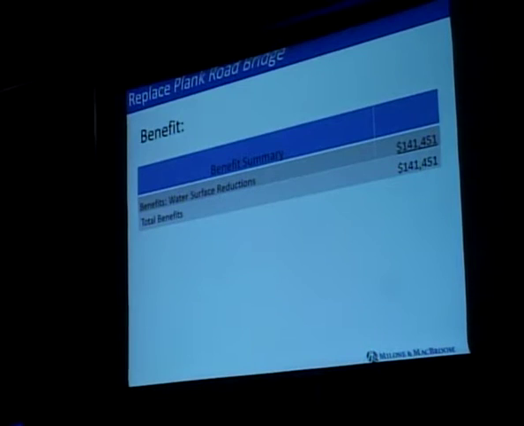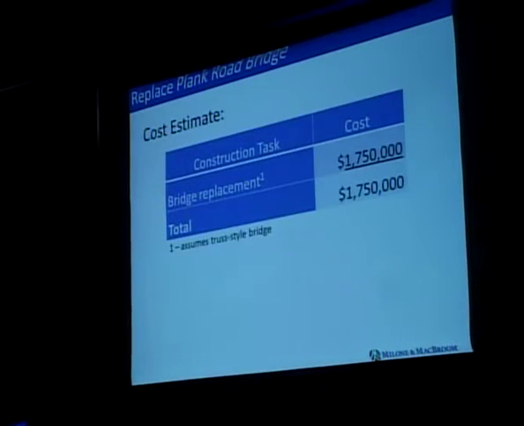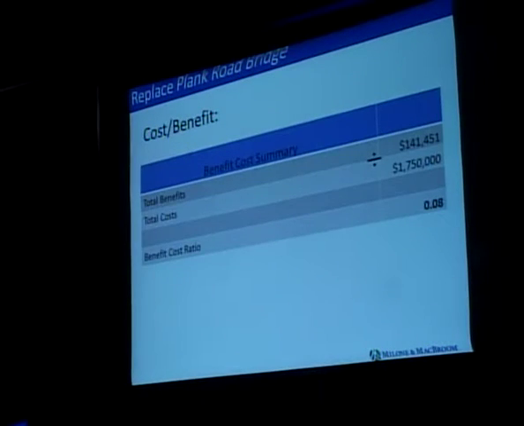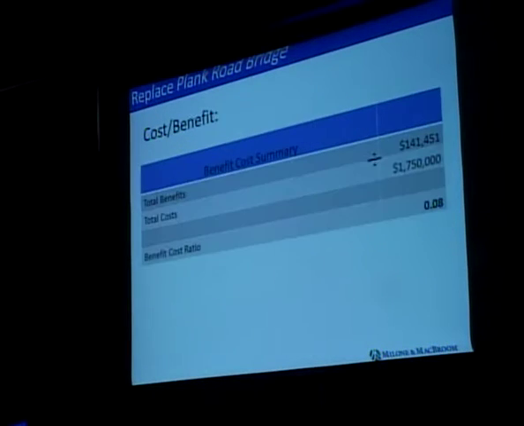When we look at the replacement of the Plank Road Bridge on the Beaver Kill, you see about $141,000 in benefits of replacing that bridge. And the cost of replacing it is about $1.75 million. That's assuming a truss-style bridge similar to what's there before, except wider and possibly higher, and a low benefit-to-cost ratio.